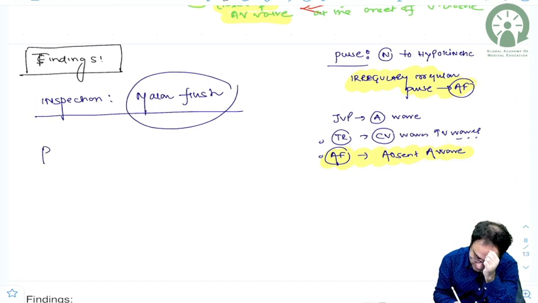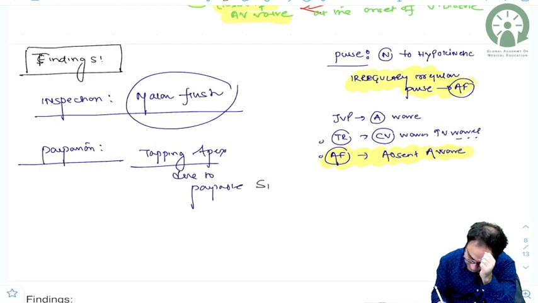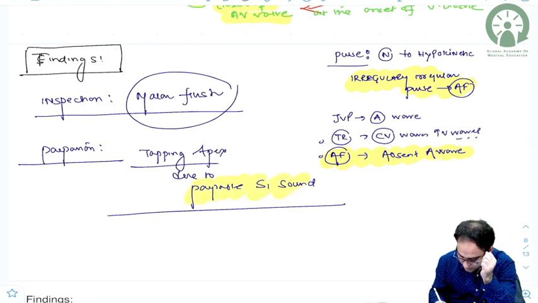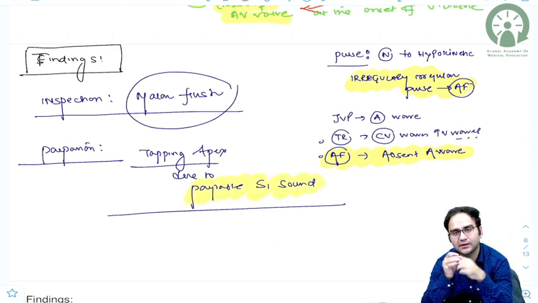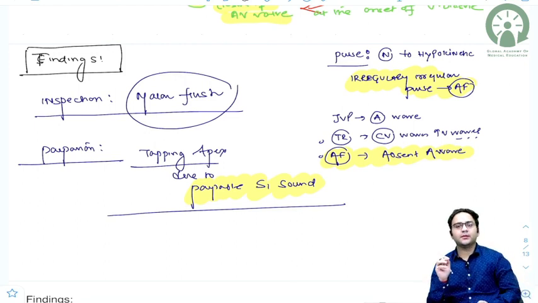Now, what will you get in palpation? We call this type of apex the tapping apex. This is due to the palpable first heart sound, right? What you have to remember is that in mitral stenosis the apex is a tapping apex. It is in the same space because the left ventricle is not enlarged. I have mentioned it. So you're going to get a tapping apex at the fifth intercostal space, but the apex will be tapping due to the palpable S1.